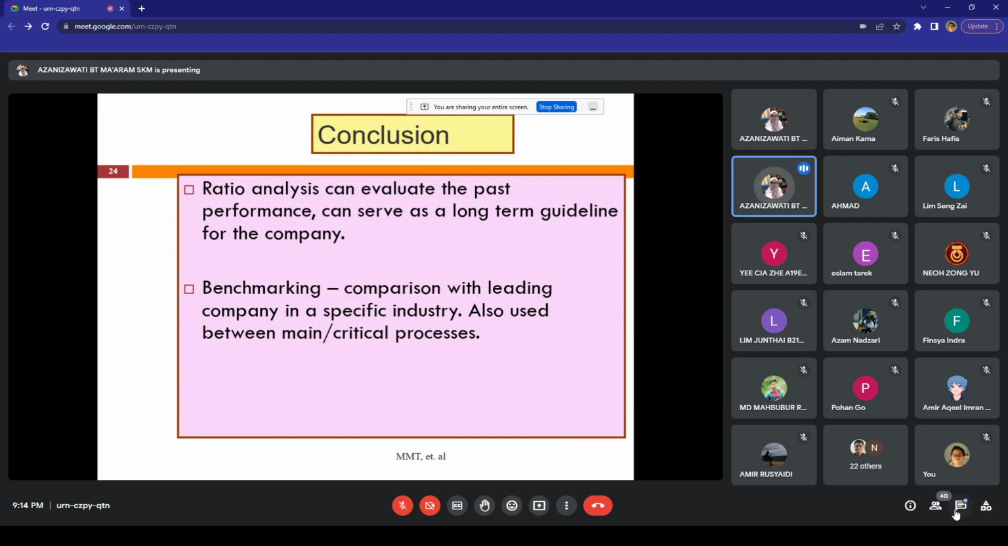So in conclusion, ratio analysis can evaluate the past performance and serve as a long-term guideline for the company. Normally we will do the benchmarking for comparison with the leading company in a specific industry. It is also used for critical processes.